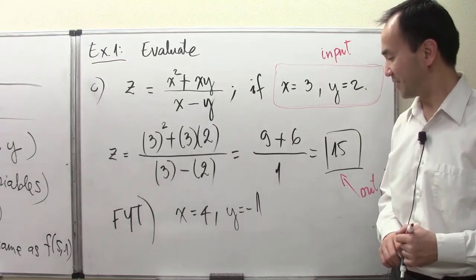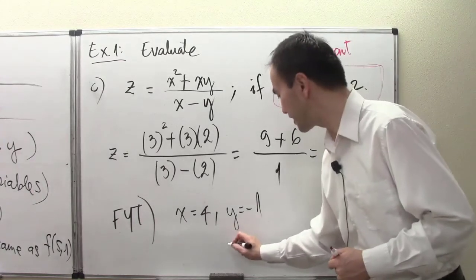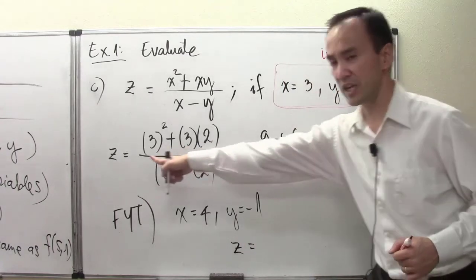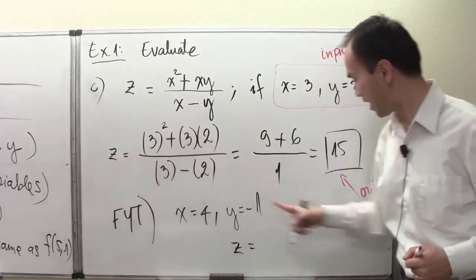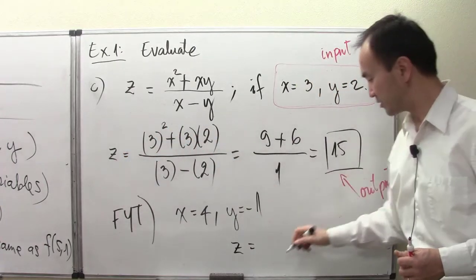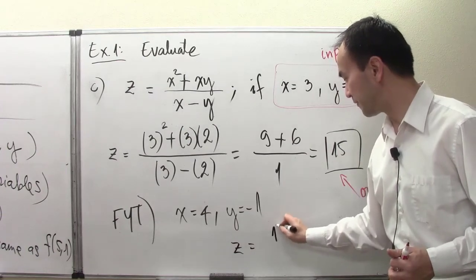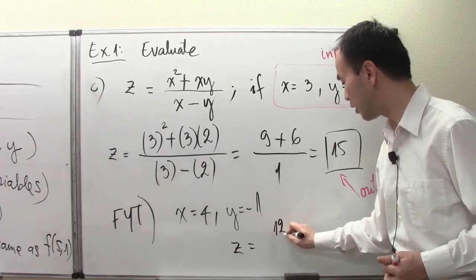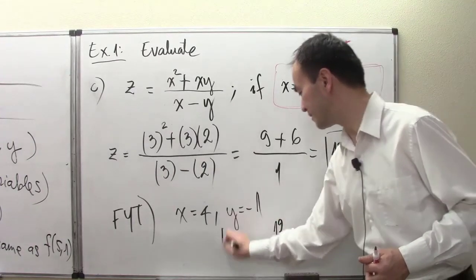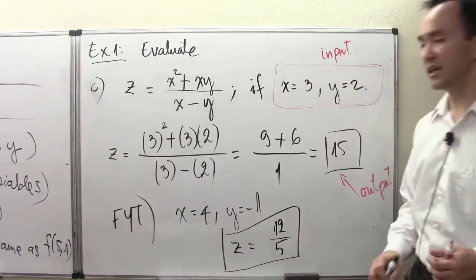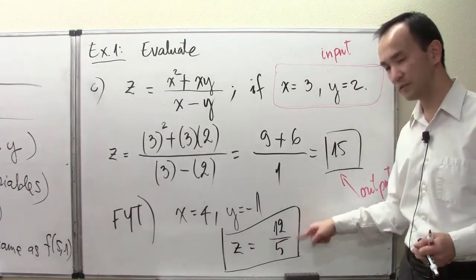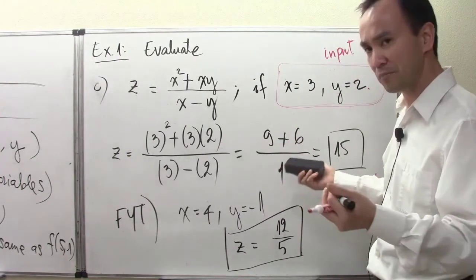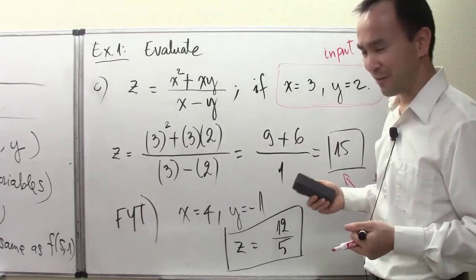The final answer here is z equals, just like back in the problem, 15 is the z, but seeing z as a function of x comma y, this is an output. Now the output for z here is going to be 12 over 5, in the reduced fraction. Now let's get into another part of this particular example.